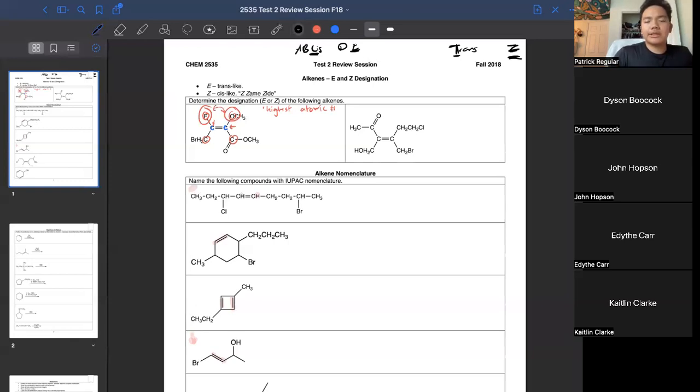Open up chat. You guys can throw answers in the chat as well if you want. Yeah, it's Z, because these are cis to each other. They're cis, C, at the other end of the alphabet, Z. They're Z. So yes, Mia, you're correct.